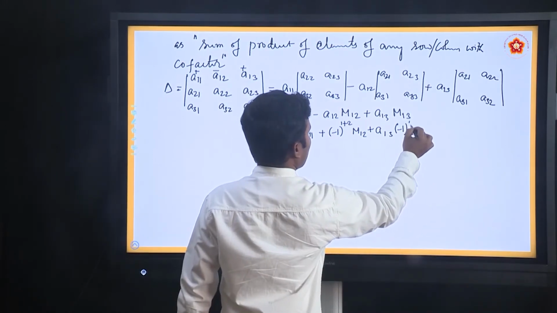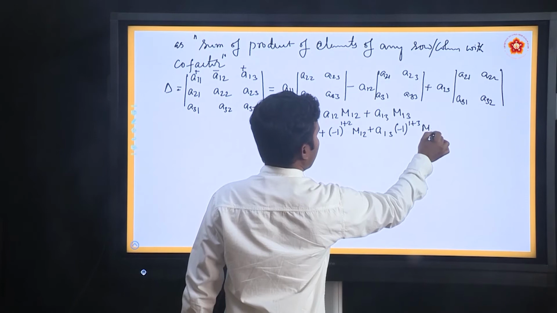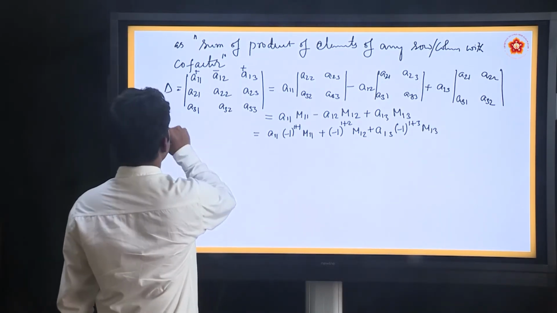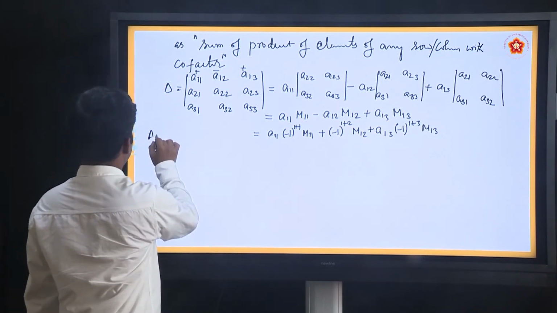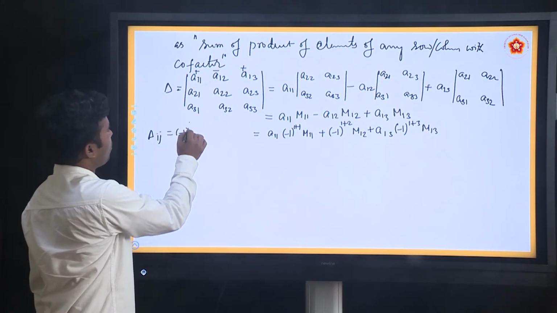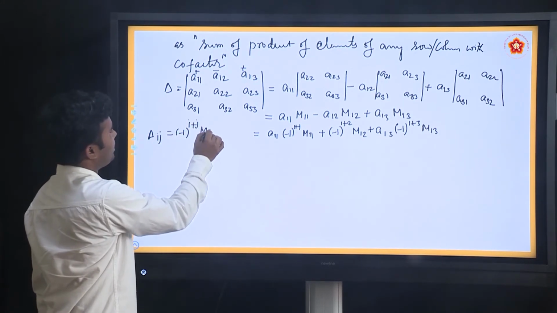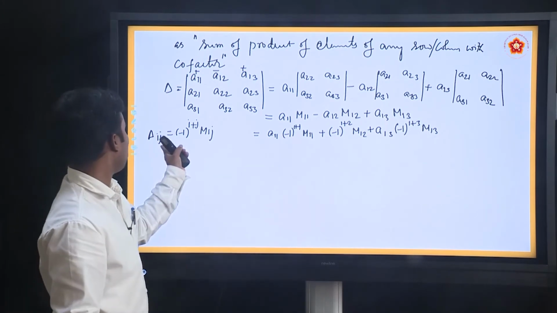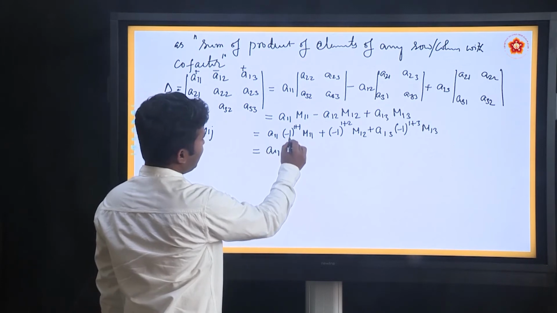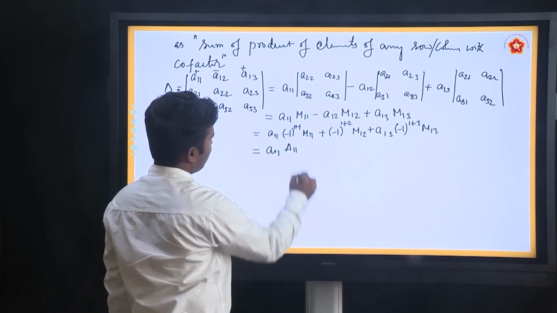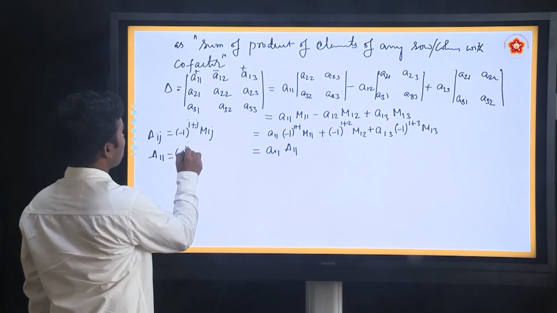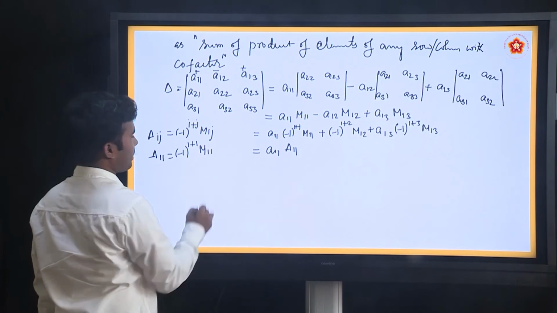Minus 1 to the power 1 plus 3 into M13. I can write it like this, okay. Now, you know the relation: I can write Aij is equal to minus 1 to the power i plus j into Mij, understand. So you can compare this with that. I can replace this as C11. What is C11? C11 is equal to minus 1 to the power 1 plus 1 into M11, understand.